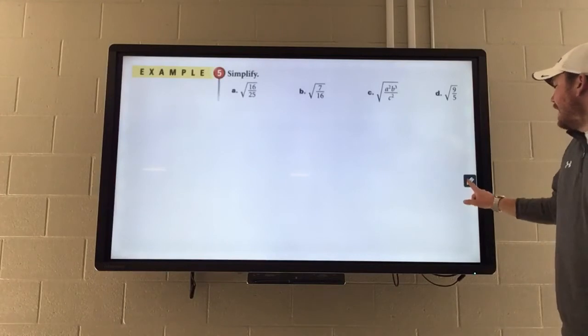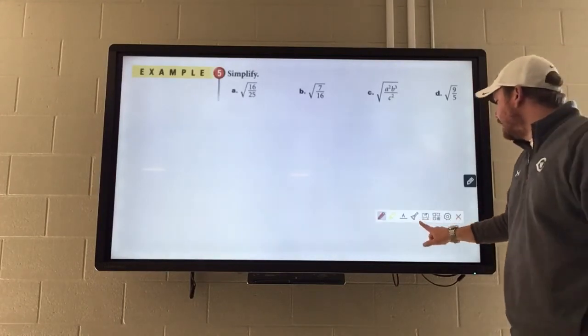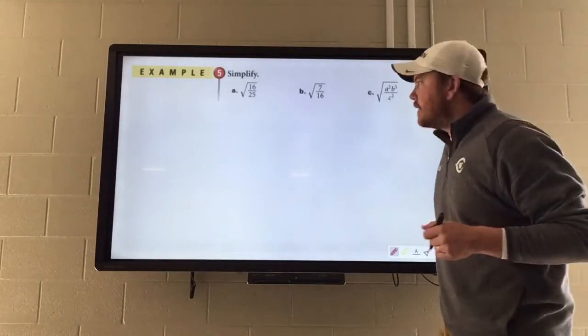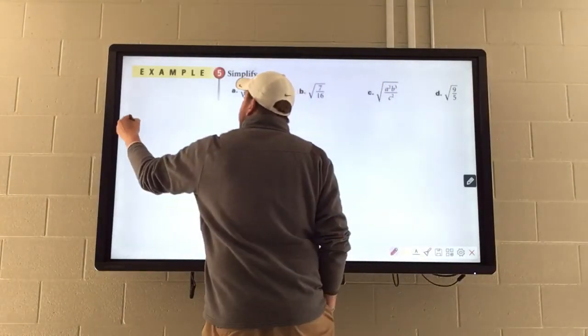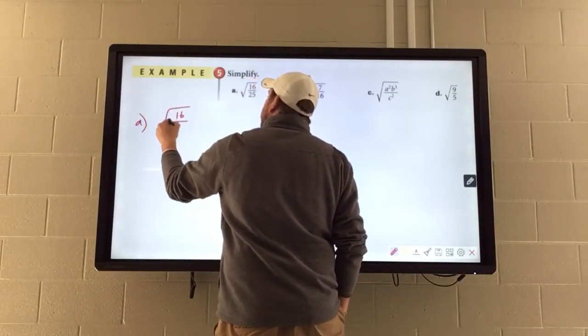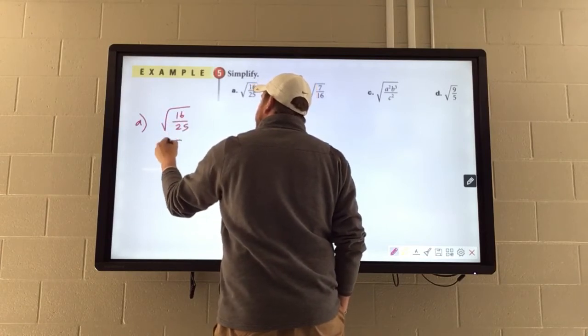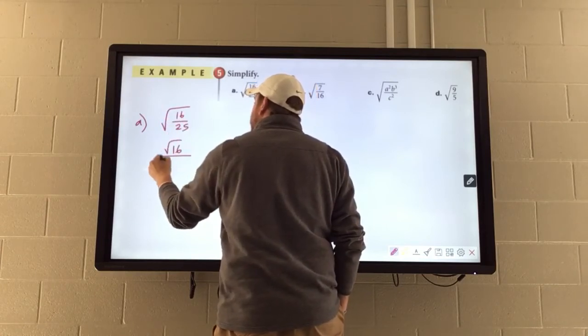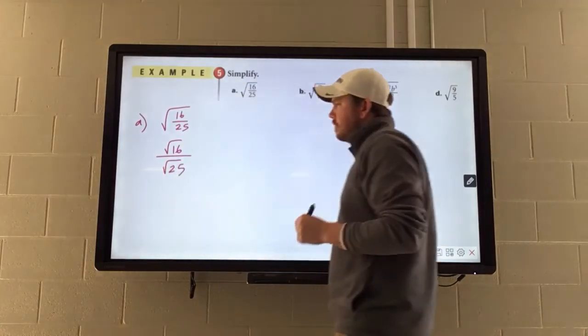When we divide. Now, hopefully you remember earlier in the year, properties of exponents. That's when I told you about this. When we take the square root of a fraction, we can rewrite it as the square root of the numerator over the square root of the denominator.